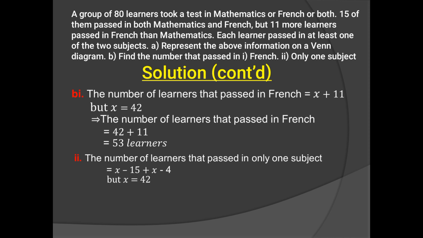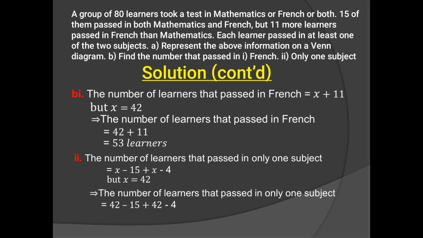We put them together. But we know our x to be what? 42. So that's going to be 42 minus 15 plus 42 minus 4. Very simple. So what do we have? 42 minus 15 is 27. And then 42 minus 4 is 38. If you put the 2 together, you have 65 learners. So therefore, 65 learners passed in only 1 subject. It's as simple as A, B, and C. Very, very simple.